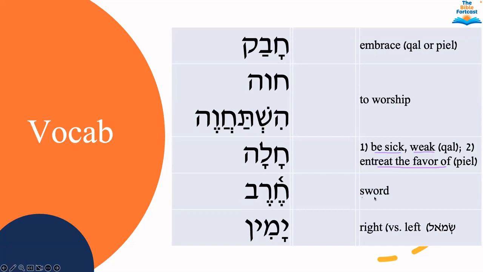Here is sword. Anybody remember a different name for a mountain that starts with an H? Horeb. That's right. These are the root letters for Horeb right here. So you change a few vowels and you have Mount Horeb, but it comes from the root sword. Yamin means right versus left.